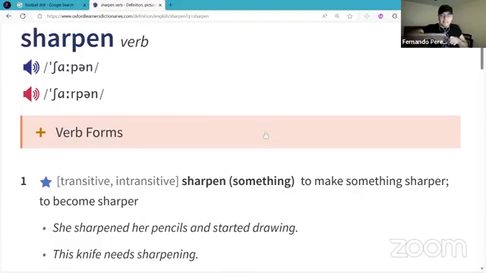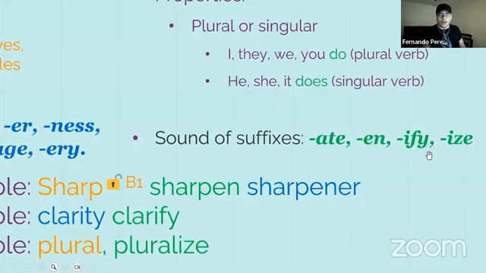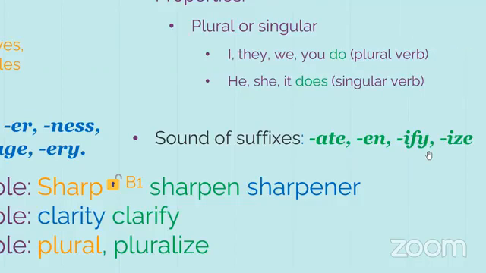So I sharpen pencils, but what other things can I sharpen? Any ideas? What other things can I sharpen? The knife. Excellent. Complete idea, Perla. What can you sharpen?